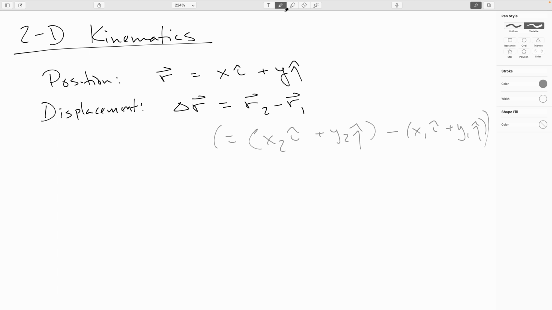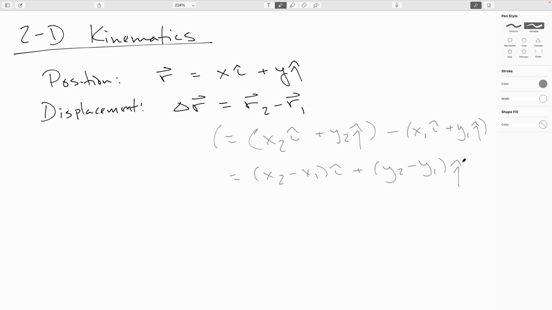So what are we doing here? When we subtract, we will be doing it slotwise like we were doing before. So this would be the same thing as x2 minus x1 times i hat. So x2 i hat minus x1 i hat, grouping the terms with the i hat. And similarly, group the terms with the j hat to get y2 minus y1 times j hat, which is what we saw before.